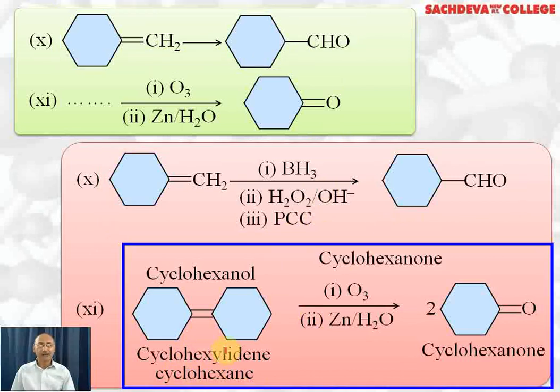Here we have got a compound which on ozonolysis followed by zinc and water will give cyclohexanone. So here ozonide will be formed, 1 oxygen downward and 2 oxygen upward. Ultimately this oxygen will go for hydrogen peroxide, 1 keto group here, 1 keto group here. So we get 2 moles of cyclohexanone as a result of ozonolysis followed by reduction. This compound is cyclohexylidenecyclohexane.